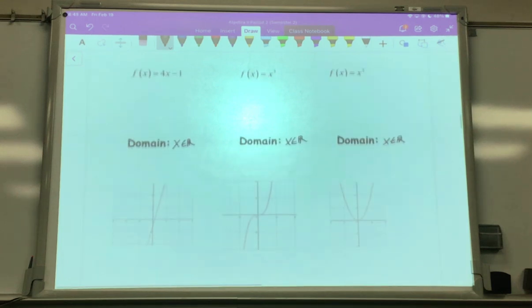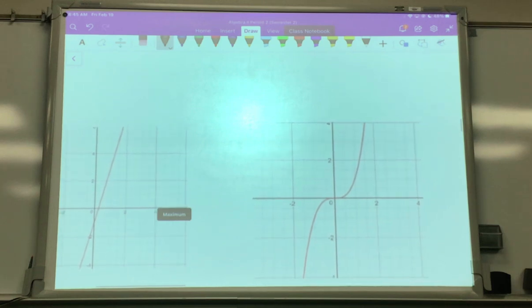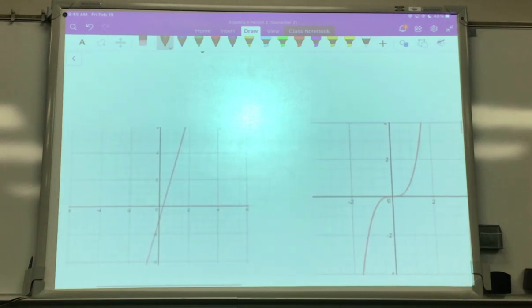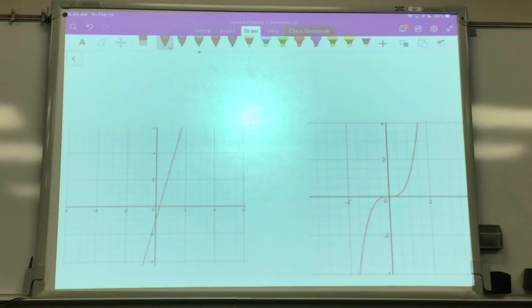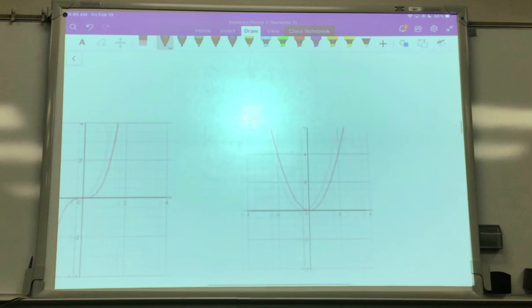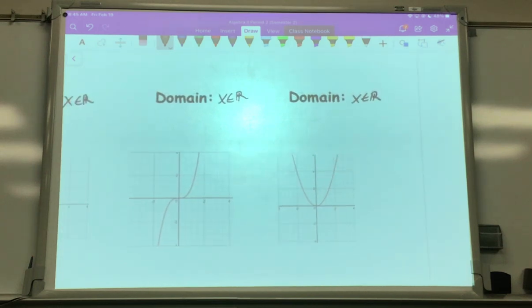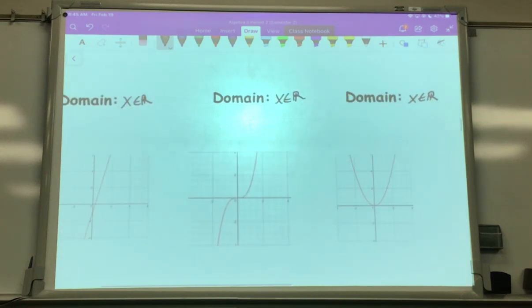Look at the graphs. First one is just a line. Yeah, I can plug anything in, right? When you look at a graph, you're looking at how far left and right you go for domain, right? Is that ever going to stop going left and right? Cubic function, is that ever going to stop going left and right? Parabola, quadratic, is that ever going to stop going left and right? We have no restrictions with those ones.